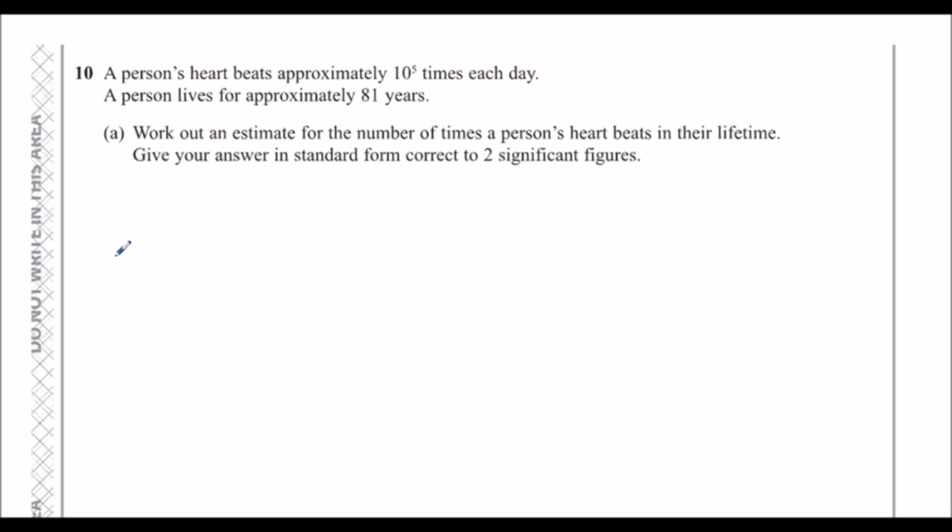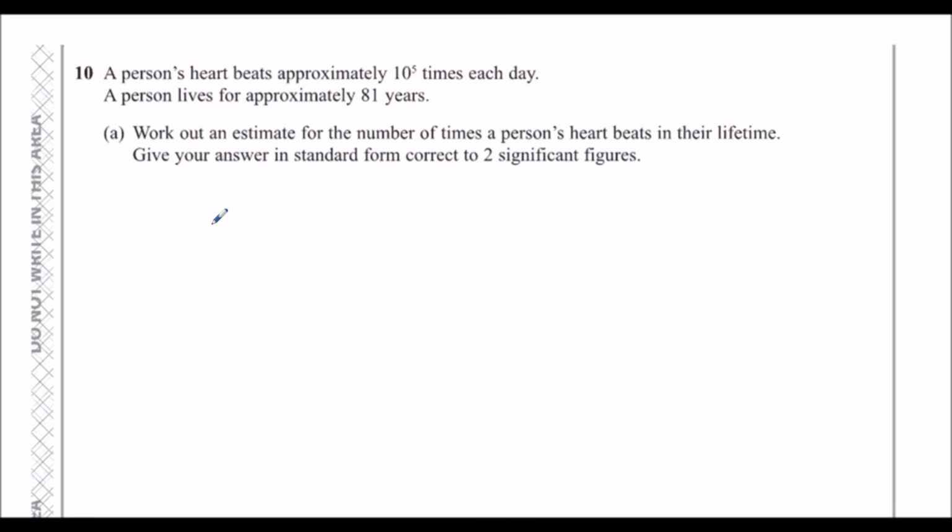So this question says work out an estimate. So usually we might round when we use an estimate, but it's already an estimate because we've got an approximation for the number of times the heart beats in a day, and an approximation for the number of years someone lives. So it will already be an estimate without us rounding our numbers, and because we've got a calculator, we may as well use the numbers we've been given.